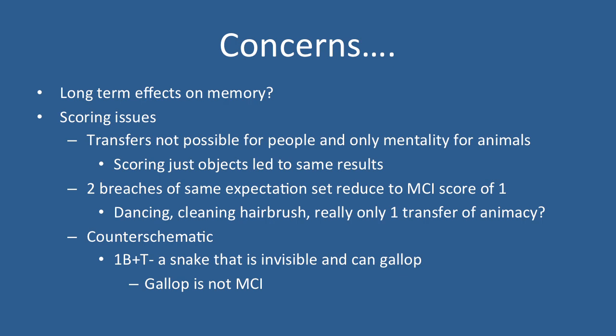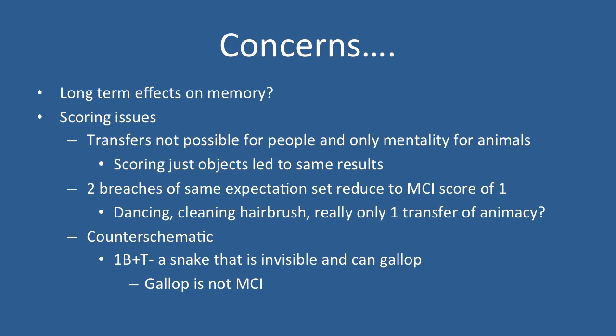Technically, transfers are not possible for people because they meet all of the categories. So a person who flies is not technically MCI. It's counter-schematic, which to me just does not make sense. And breaches, if you have multiple breaches of the same category, it doesn't increase your score. It's still the same score if you only breach mentality. If you give 10 different breaches of mentality that this object can do, it's still a score of 1, which, to me, again, somehow needs to be accounted for because it gets more and more odd when you add more conditions. From a pure logical sense, when you add more and more conditions to something, it's less likely that that is true. So that somehow needs to be accounted for in here.